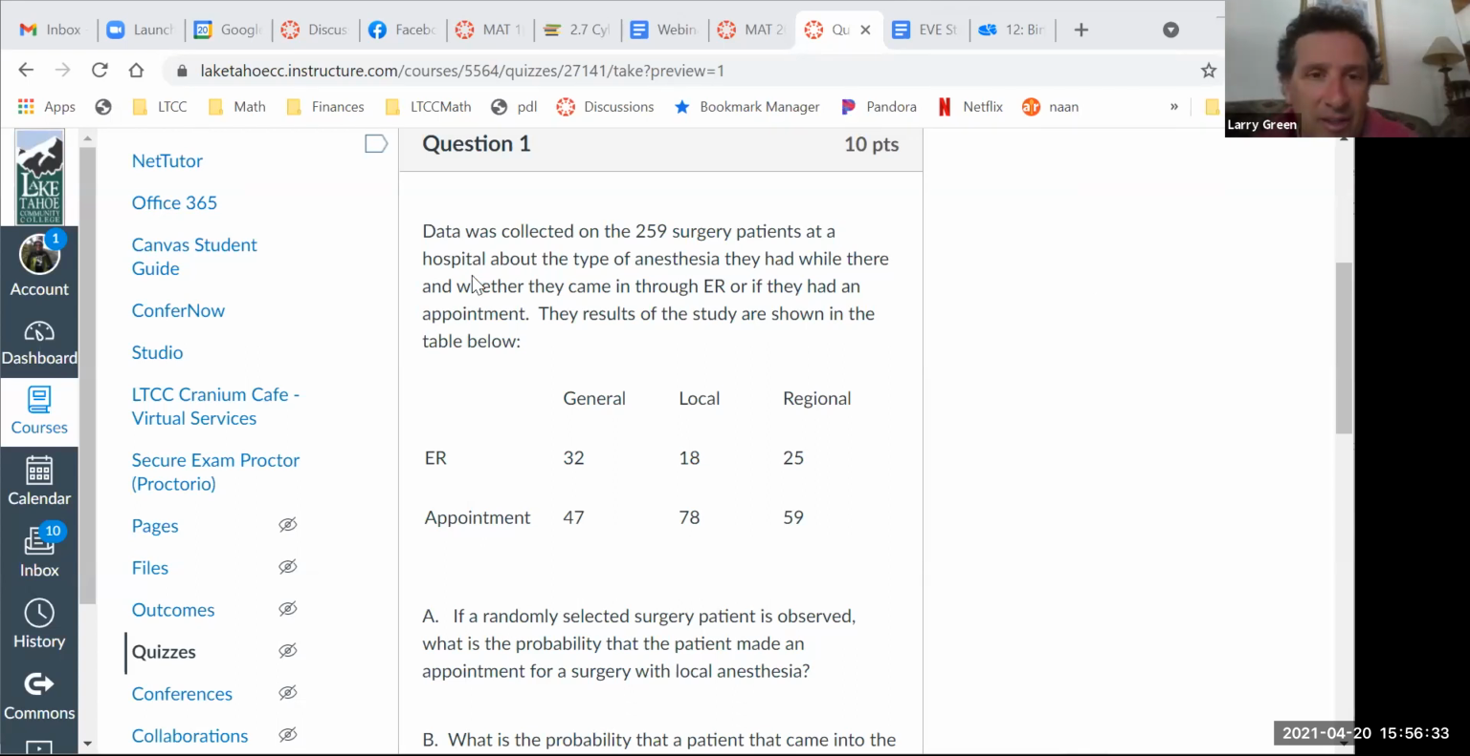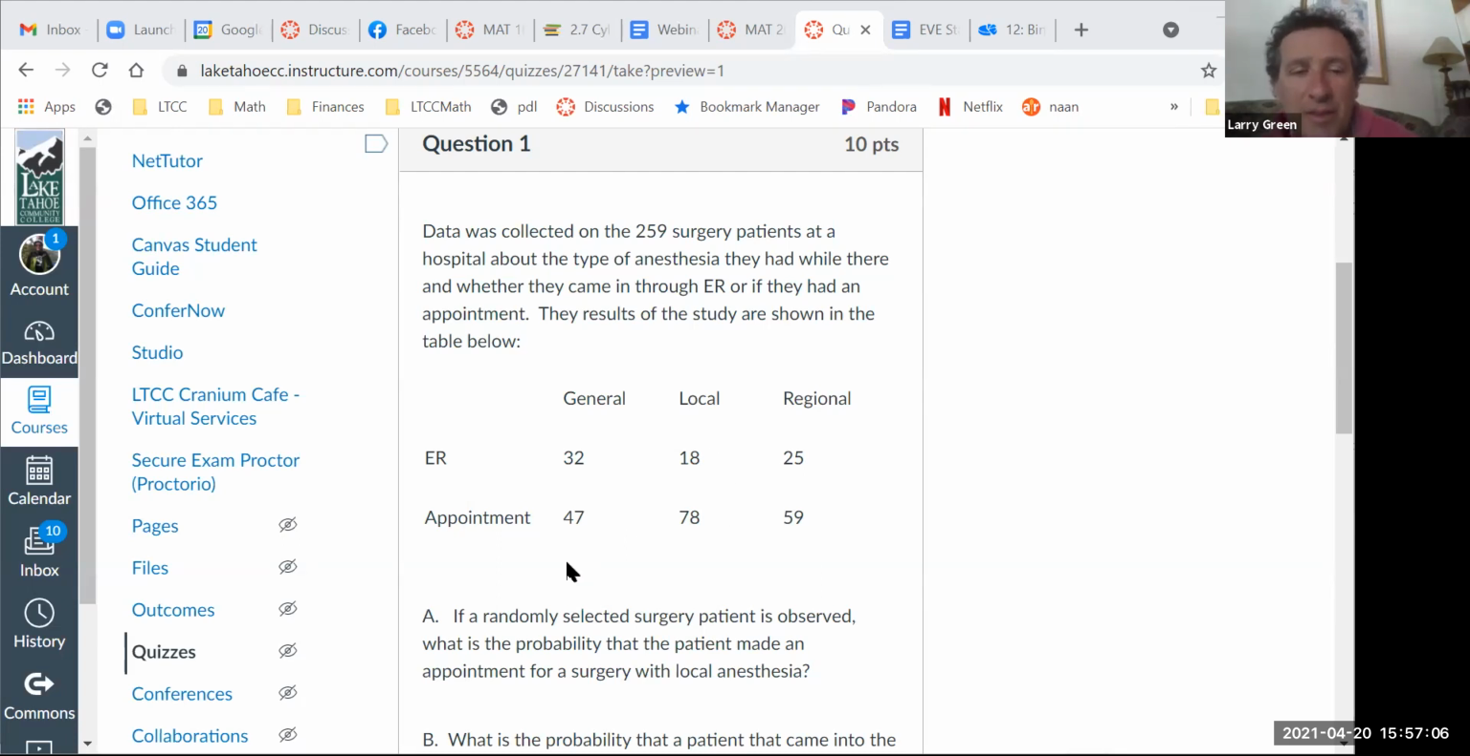Okay, so here's the quiz. It says data was collected on 259 surgery patients at a hospital about the type of anesthesia they had while there and whether they came through the ER or if they had an appointment. The results of the study are shown in the table below. So here we have general, local, and regional anesthesia versus ER versus appointment. So we have what's called a contingency table. And then there's a whole bunch of questions.